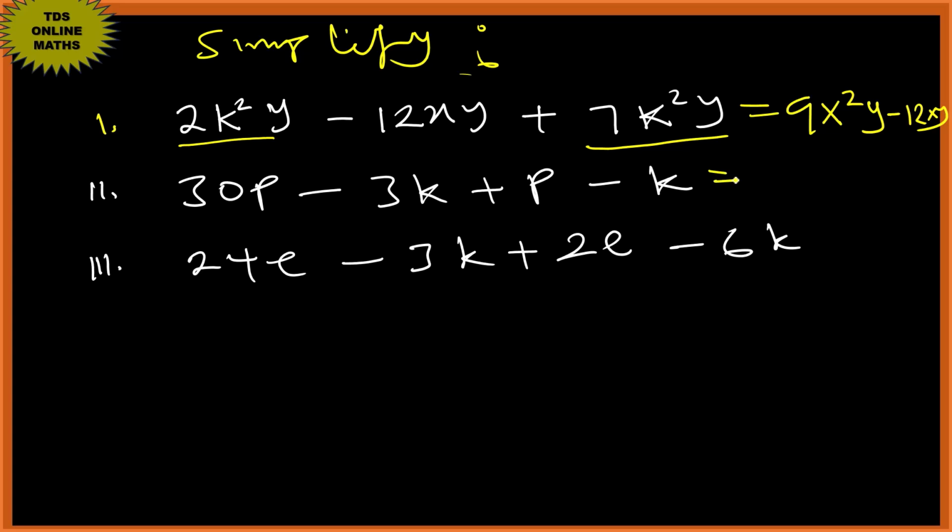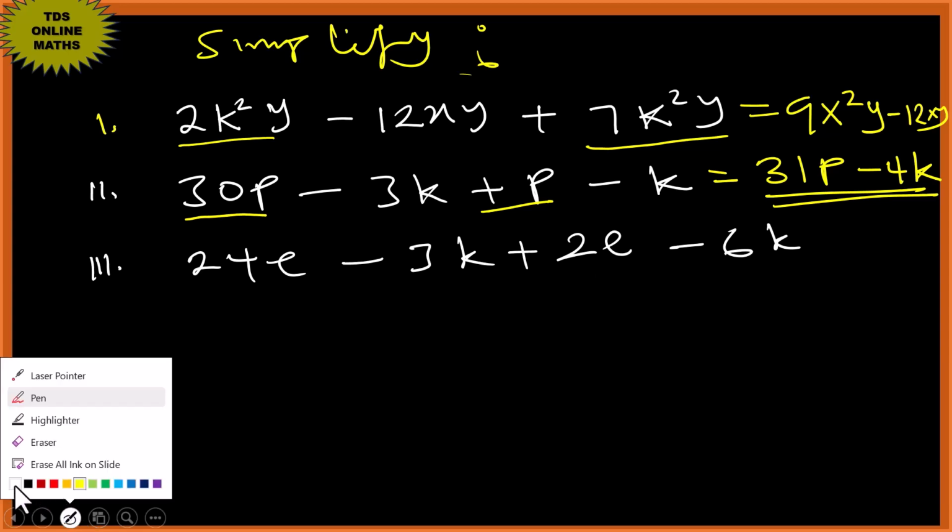Guess the second one. 30p minus 3k plus p minus k. What's the answer? Now 30p plus p will be 31p. So they are the like terms. Then we have minus 3k minus k. So minus 3 minus 1 is minus 4. So we have minus 4k. So that's the answer.